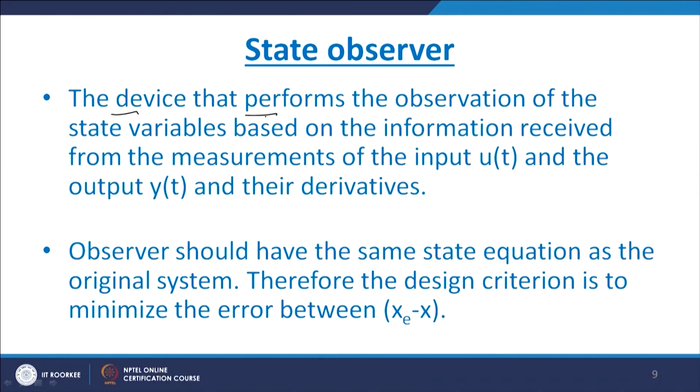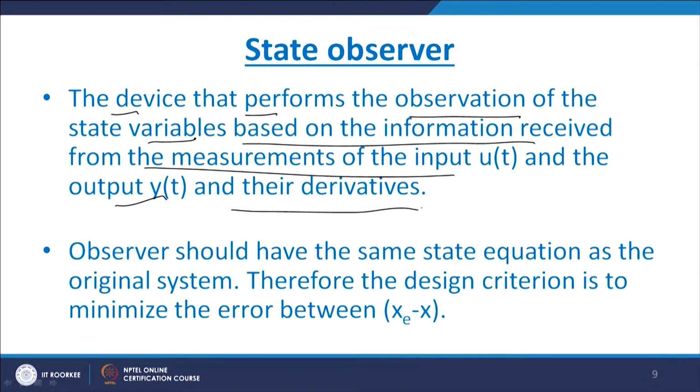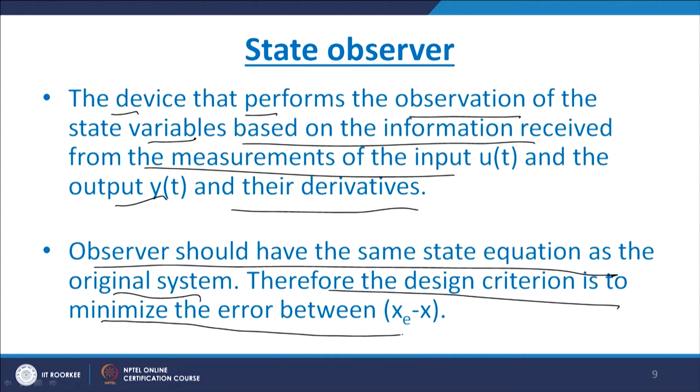As we have seen, the study of observer designs. Now we see the various points related to the state observer: the device that performs the observation of the state variables based on the information received from the measurement of input and output and their derivatives. Second, the observer should have the same state equation as the original system. Therefore, the design criterion is to minimize the error between x hat and x.